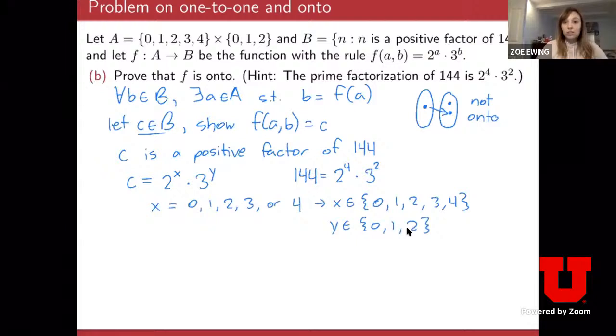Now these two sets are the same sets as we have for the cross product of A. So we can say that (x, y) is in the set A, which is our domain. So that means that we can say that there is some (x, y) that if we plug it into our function, it's going to equal c. All right. Are there any questions on that? Okay, awesome.